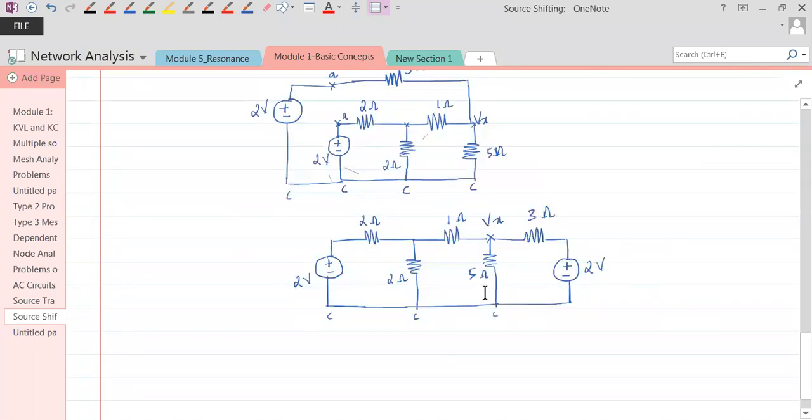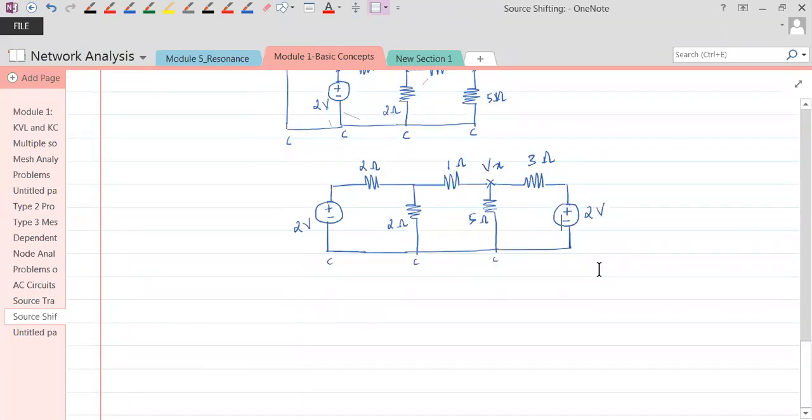What is the advantage? The advantage is now you have a resistor in series with these voltage sources. So, these voltage sources can now be converted into current sources. Transformation is conversion of current into voltage or voltage into current. Now, since there are resistors in series with the voltage sources, both the voltage sources can be transformed into current sources.